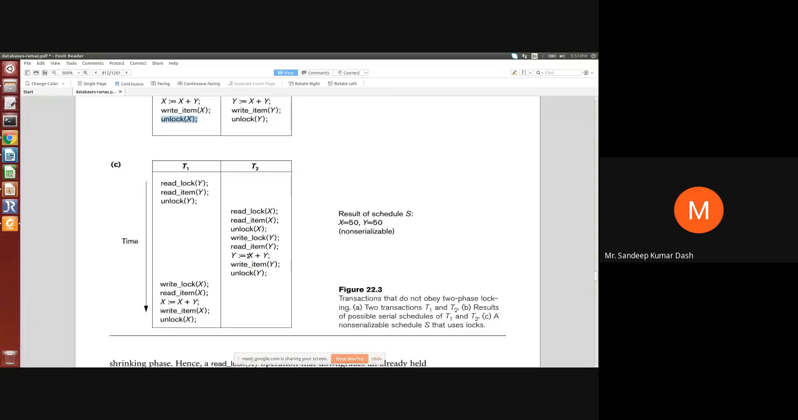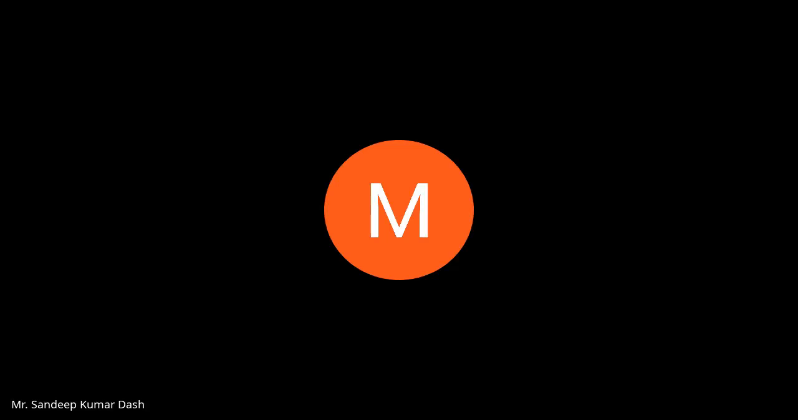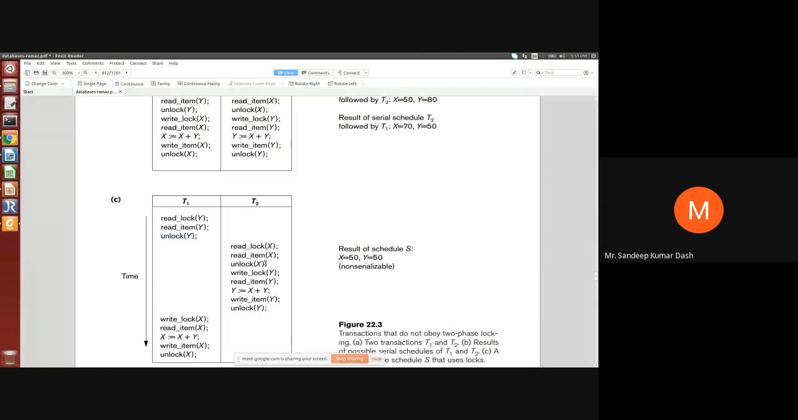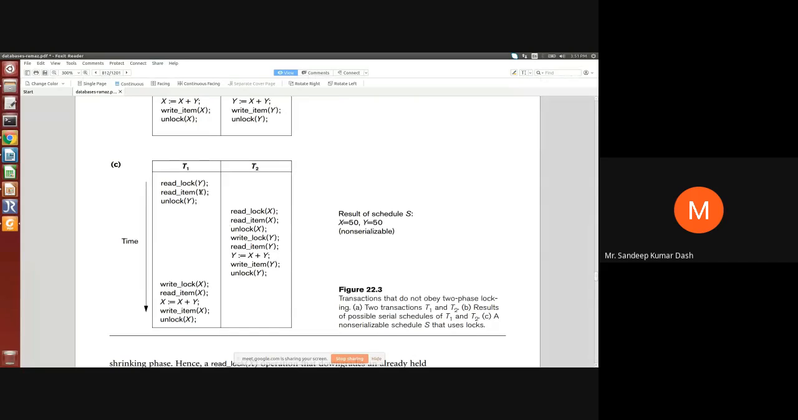The fault is with this statement, unlock Y. You are unlocking it. That means you should not have unlocked it here. Can you mark the problem in this case? See, it is reading the data item Y, that's fine. Reading the data item X, that's fine. Then it is adding X plus Y equals to X. But what is the value of Y here? It is not the value that T1 read. It is the value which T2 is modifying.